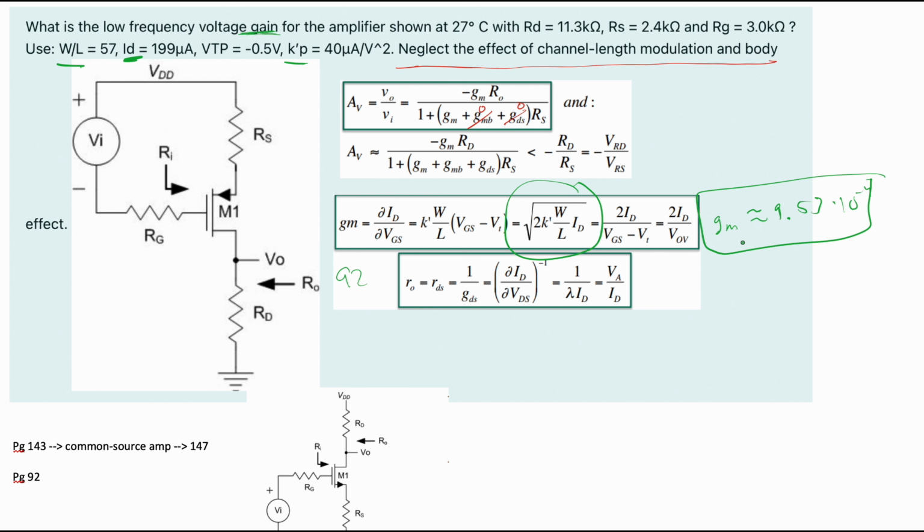We would have the square root of 2 times 40 times 10 to the negative 6 times 57 times our 199 times 10 to the negative 6. That's how we would solve that. So that's our GM. Now let's look at our R naught.